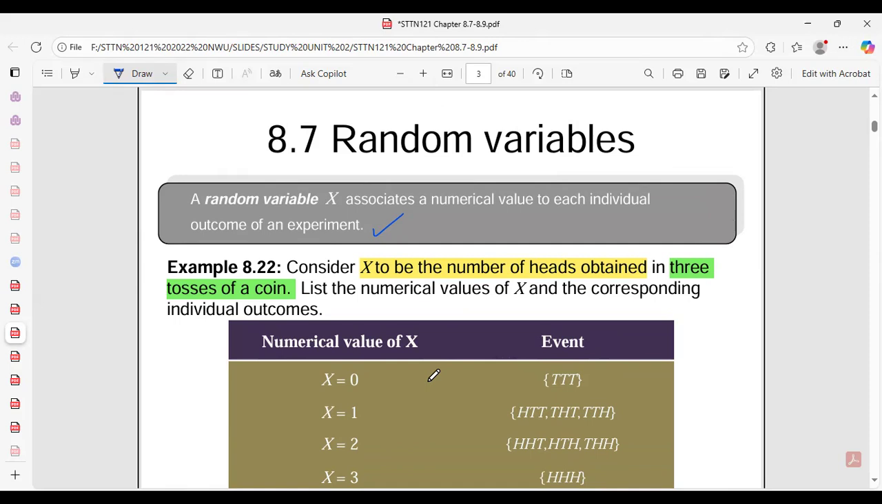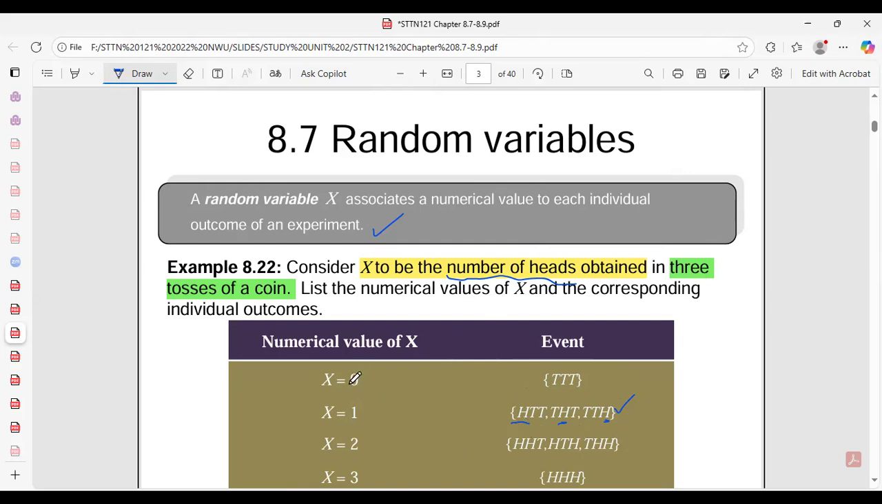Now, remember, the instruction says X is the number of heads obtained. If X is equal to 1, it means there has to be 1 head. You see 1 head here, 1 head here, and 1 head here. You're going to write that event where X is equal to 1, because according to the instruction, you focus on the number of heads obtained, so the head has to be 1.